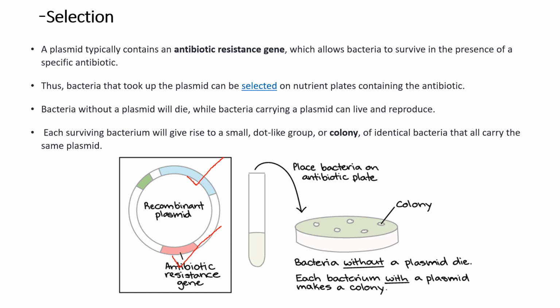So all those cells that have taken the recombinant plasmid are not going to be killed in the presence of an antibiotic. So antibiotic is added to this colony. They will survive. Why? Because they contain the antibiotic resistant gene. All those bacteria that have not taken the plasmid will die. Why? They do not contain a plasmid with an antibiotic resistant gene. So bacteria without plasmid will die, while bacteria carrying a plasmid will live and reproduce.